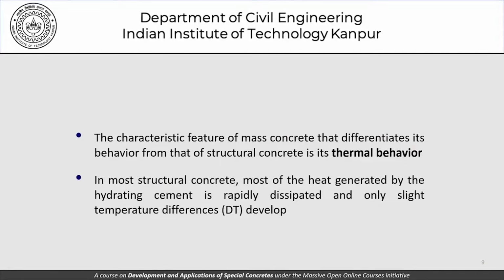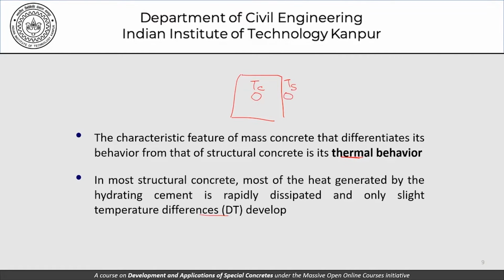Now, what's the difference between structural concrete, the normal structural concrete, and the mass concrete? The characteristic feature of mass concrete that differentiates it from the behavior of structural concrete is its thermal behavior. In most structural concrete, most of the heat generated by the hydration of cement is rapidly dissipated, and only slight temperature differences develop. What are the temperature differences we are talking about? We are talking about the difference in temperature at the core of the concrete and the surface. So the temperature at the core and temperature at the surface.